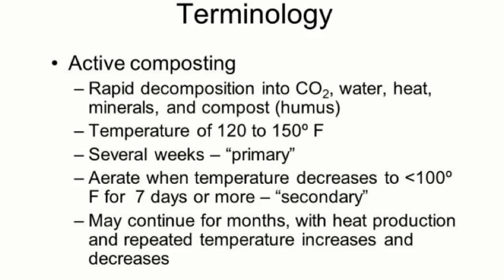Normally we see this for several weeks. The first several weeks of active composting we refer to as primary. In some of the old literature, we talk about turning after the primary phase, and then it becomes secondary. In systems where you turn more frequently, we may not use the terms primary and secondary. We just say that active composting continues. So therefore, active composting could continue for several months. Heat production and repeated temperature increases and decreases can occur multiple times.